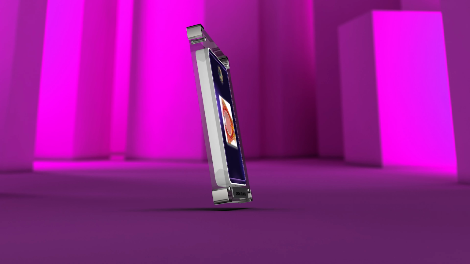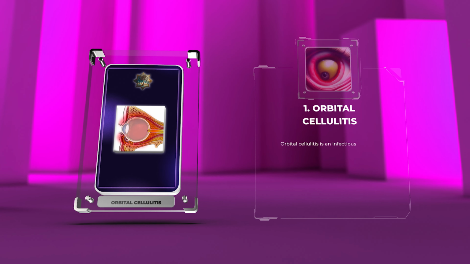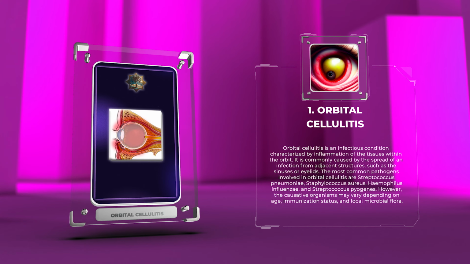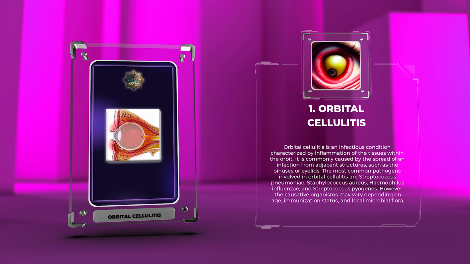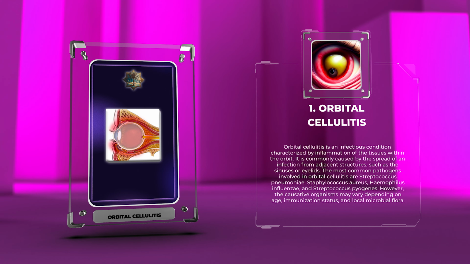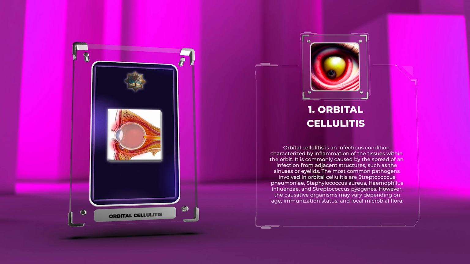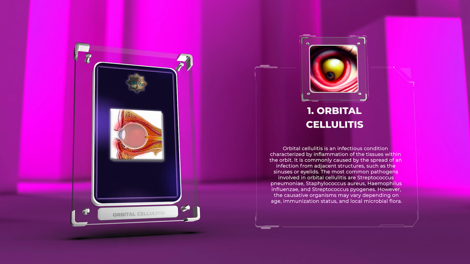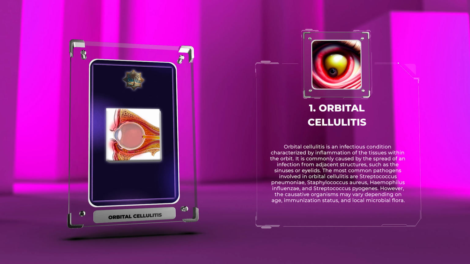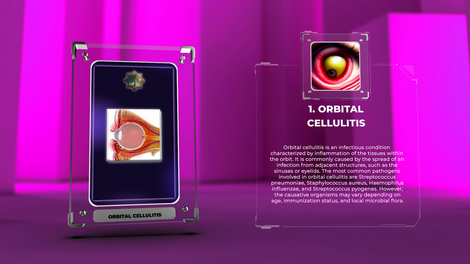Orbital cellulitis is an infectious condition characterized by inflammation of the tissues within the orbit. It is commonly caused by the spread of an infection from adjacent structures, such as the sinuses or eyelids. The most common pathogens involved in orbital cellulitis are Streptococcus pneumoniae, Staphylococcus aureus, Haemophilus influenzae, and Streptococcus pyogenes. However, the causative organisms may vary depending on age, immunization status, and local microbial flora.